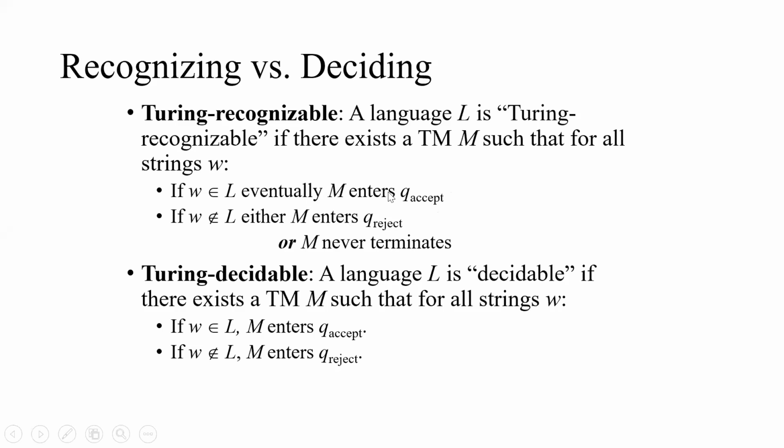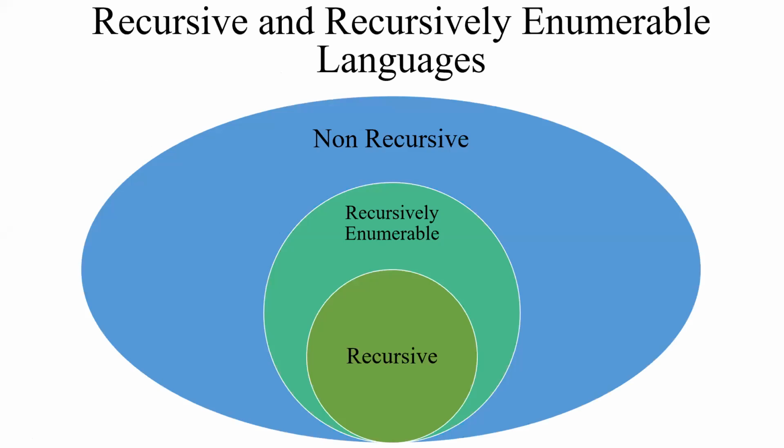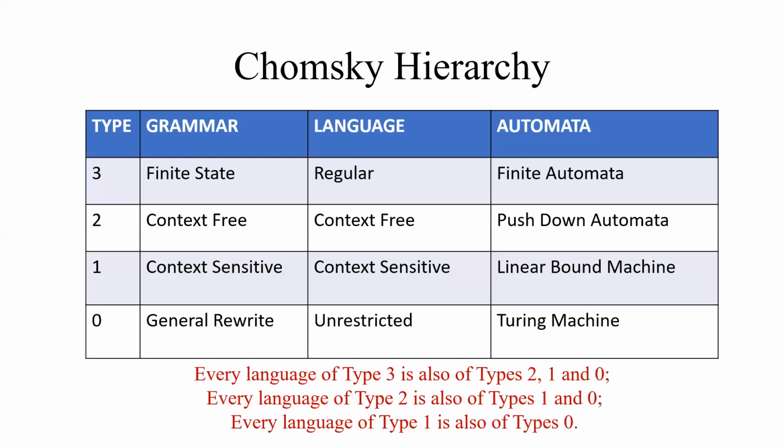So that means the first portion basically says recursively enumerable languages. The second portion says simple recursive languages. So we can say that every recursive language is a part of recursively enumerable languages, which is part of non-recursive languages. Next we have the Chomsky hierarchy, one of the most important components of theory of computation. In case you know this particular hierarchy, that means you know the complete theory of computation. This is the crux of the entire theory of computation.